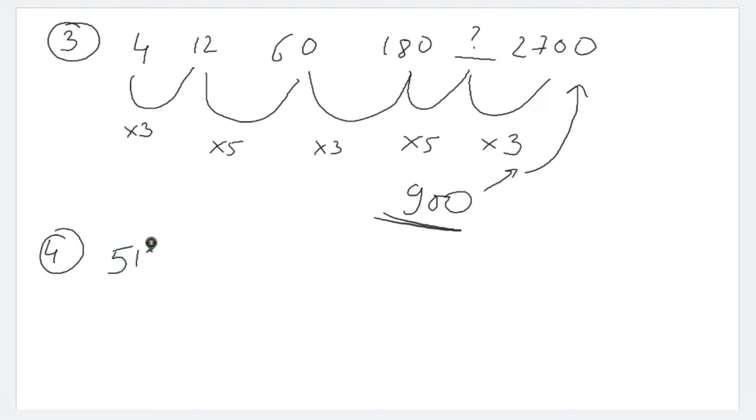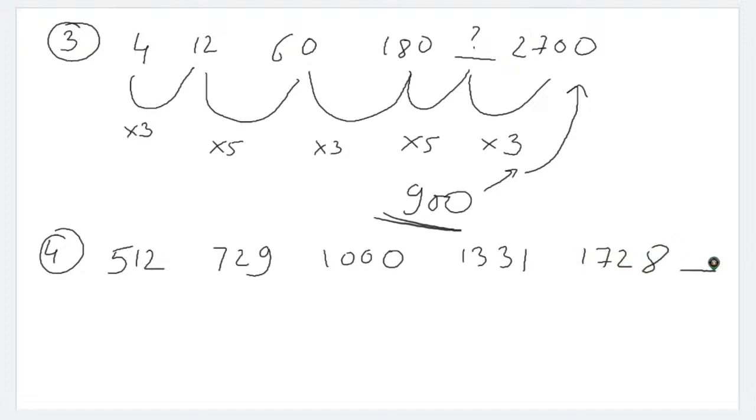512, 729, 1000, 1331, 1728, and then question mark. So what are these numbers? Tell me. This is one of the easiest questions.